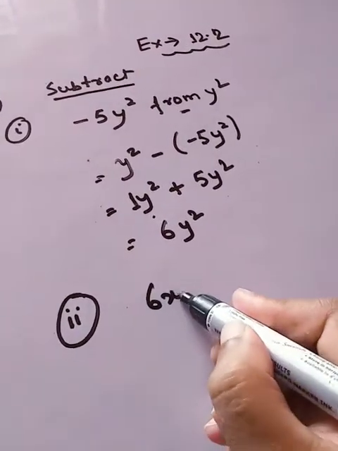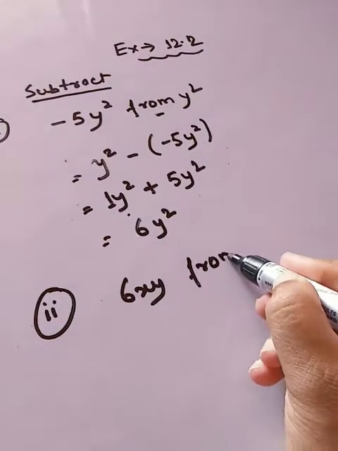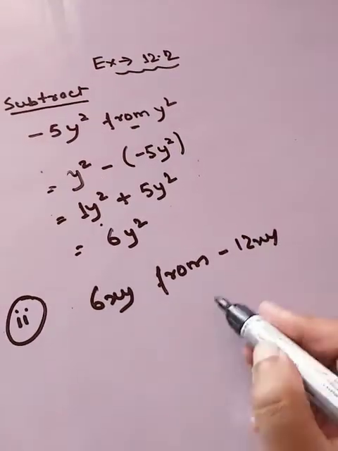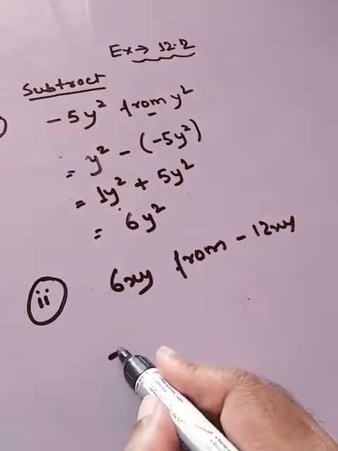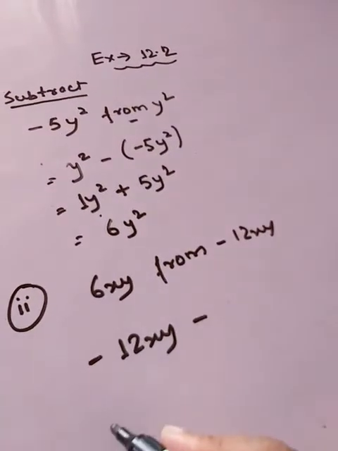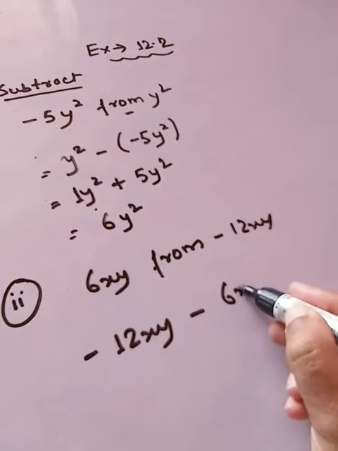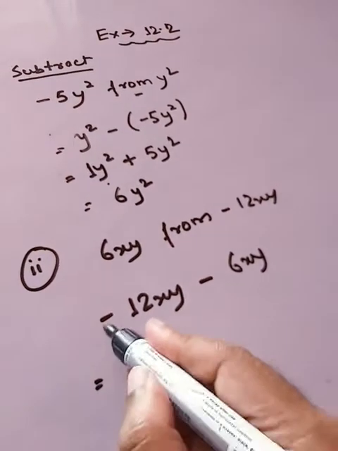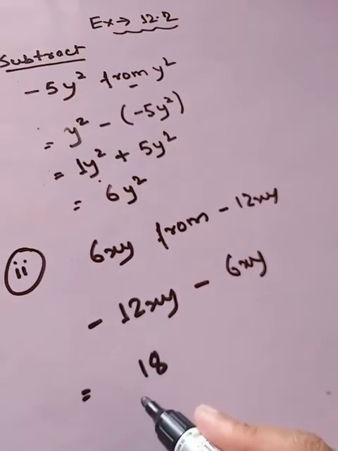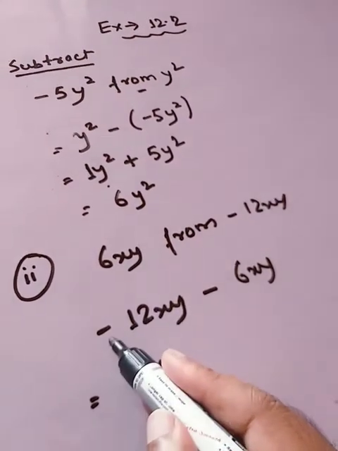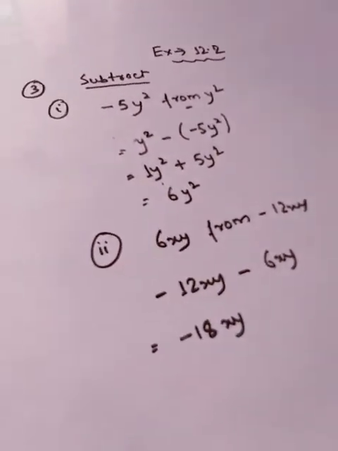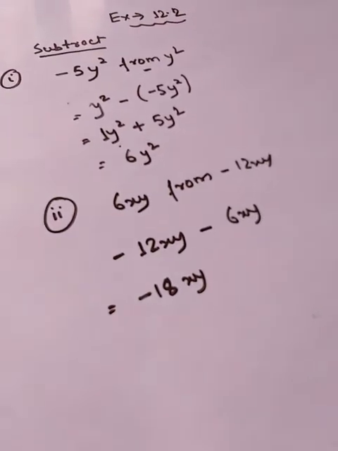It is written 6xy from minus 12xy. Again "from", so what we have to write? This expression we have to write first. So minus 12xy, as because we are doing subtraction, we will put minus sign and we will write 6xy. Okay, so minus minus is what? Plus. 12 plus 6 is 18. Which number is greater? 12. What sign it is carrying? Minus. You will put minus sign and you will write the variable also. So this is the answer of sum number 2.